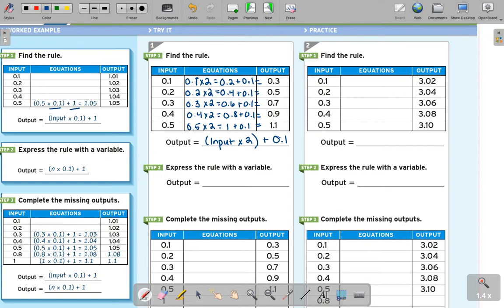Now I'm going to do that same rule with a variable. Mathematicians are lazy, so we always want to have something that takes away having to write this whole word. So I'm going to say my output is equal to n, for input, times 2 plus 1/10.